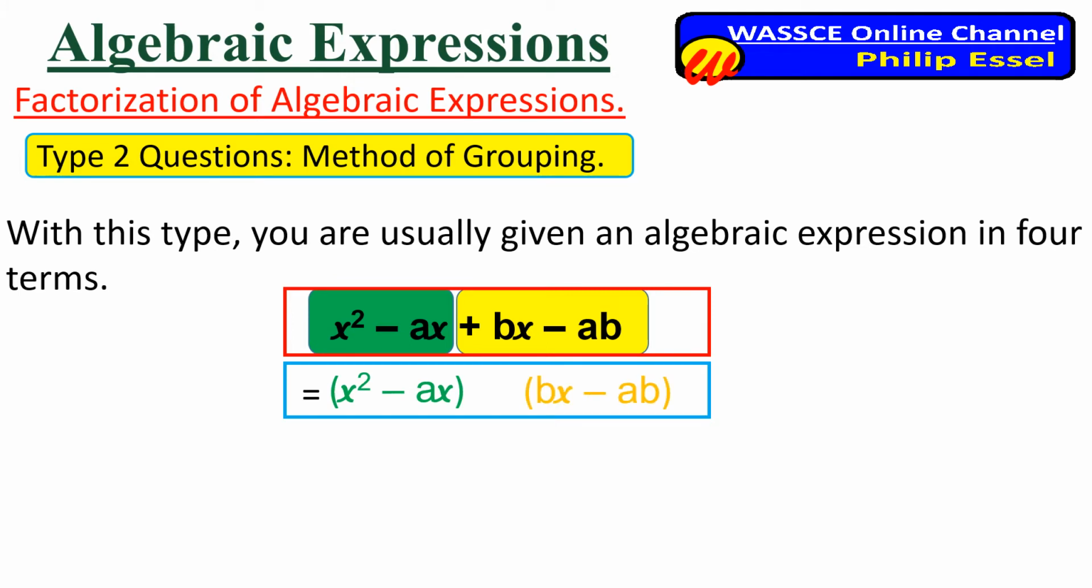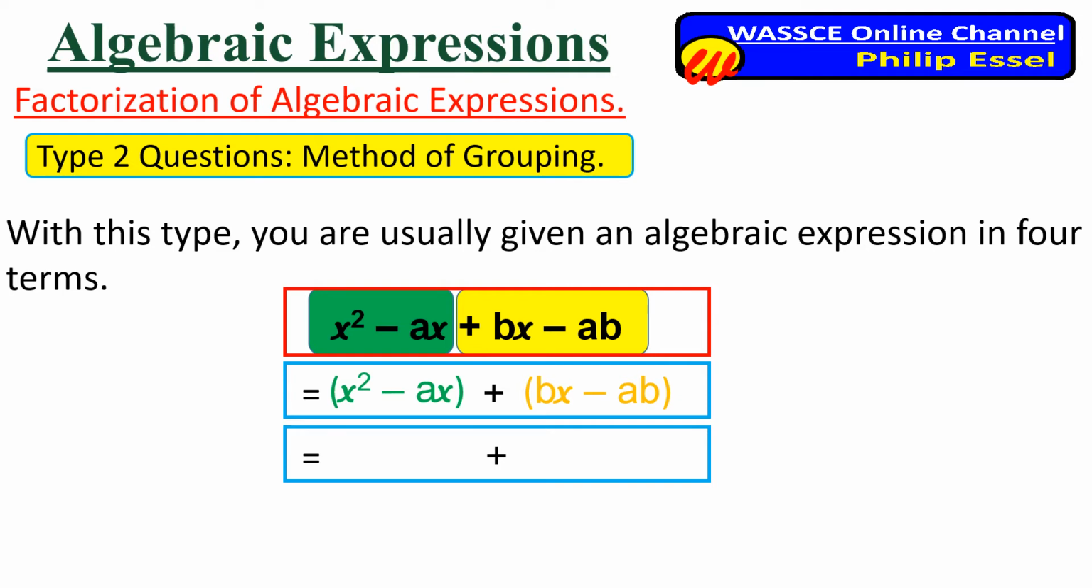Now always remember to bring the positive or the plus sign between the 2 groups. So in between the 2 groups we would put the positive sign. Now with our plus sign in between the 2 groups, we would go ahead and factorize them. So we would start by factorizing the green group.